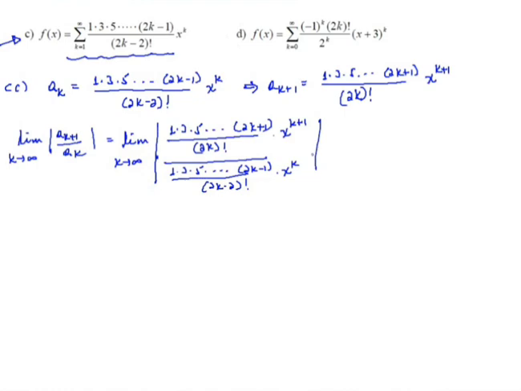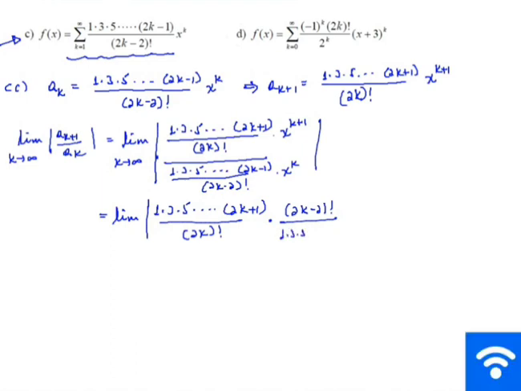So ይሄንን simplify ማድረግ ያስፈልጋል. Whenever you rewrite this thing, this becomes the limit of 1 times 3 times 5 times up to 2k plus 1 over 2k factorial times, we take the reciprocal and we evaluate this expression. So 2k factorial over 1 times 3 times 5 times up to 2k minus 1 times x to the power of k. Okay, as k approaches infinity.